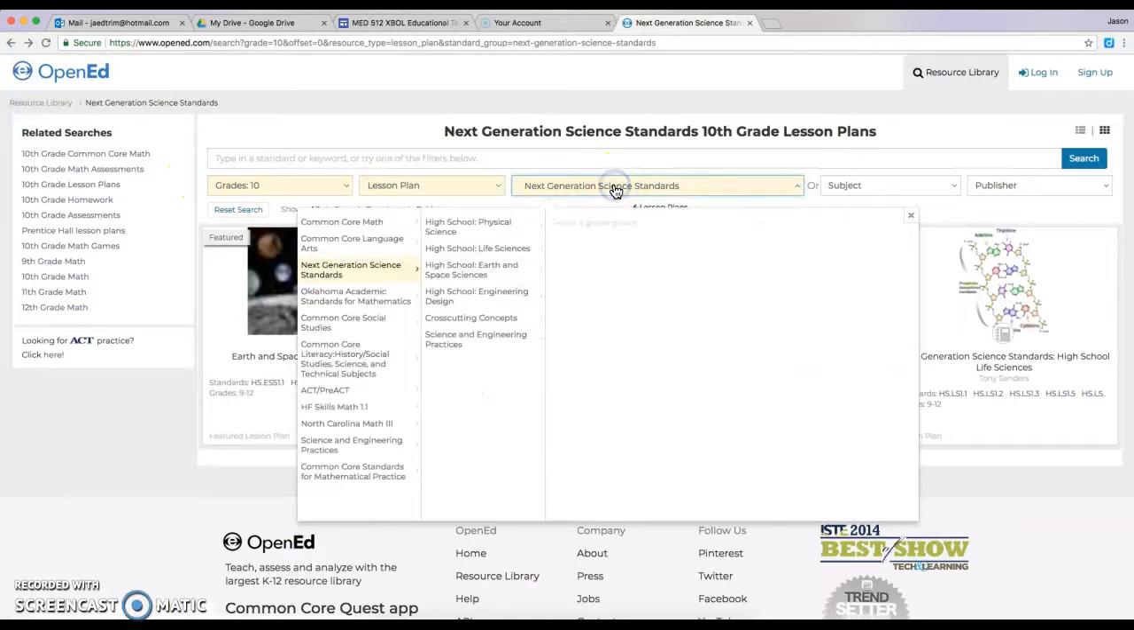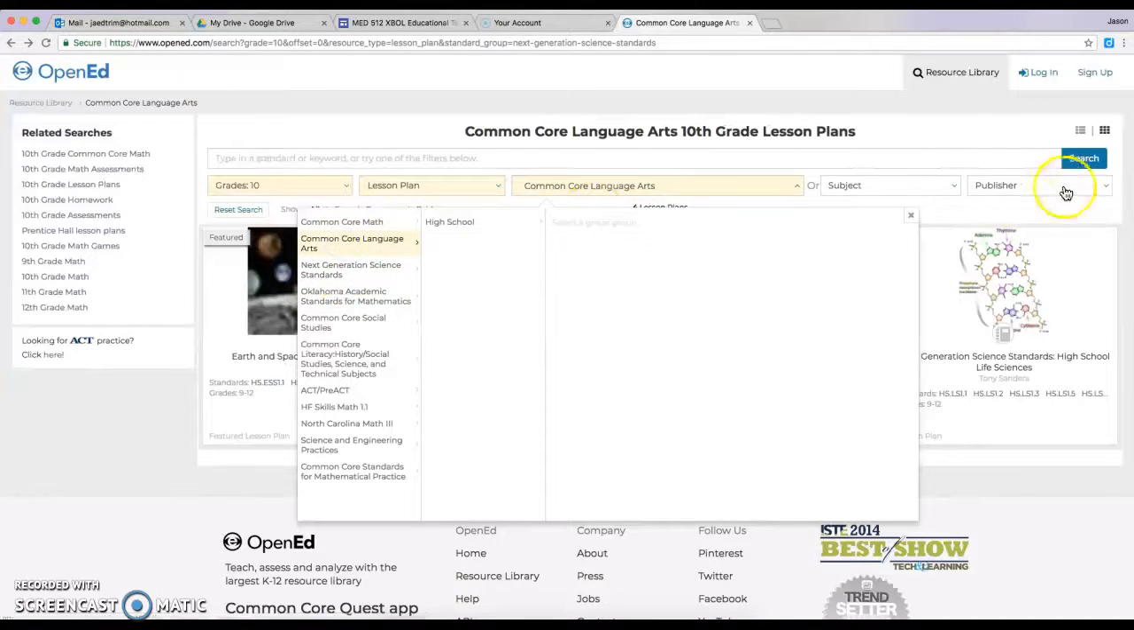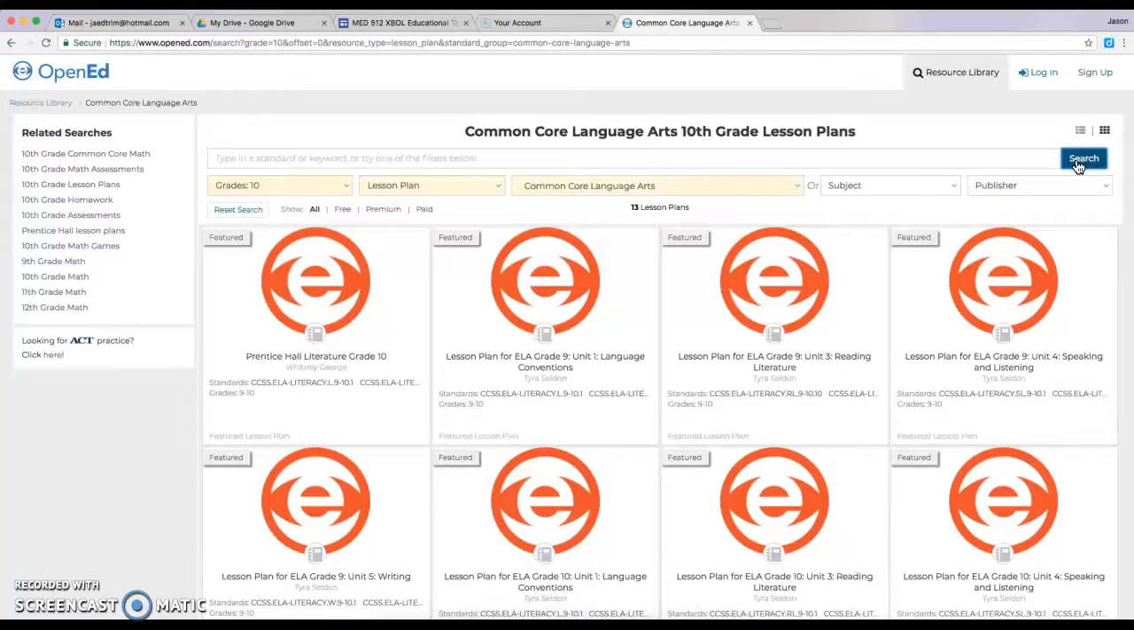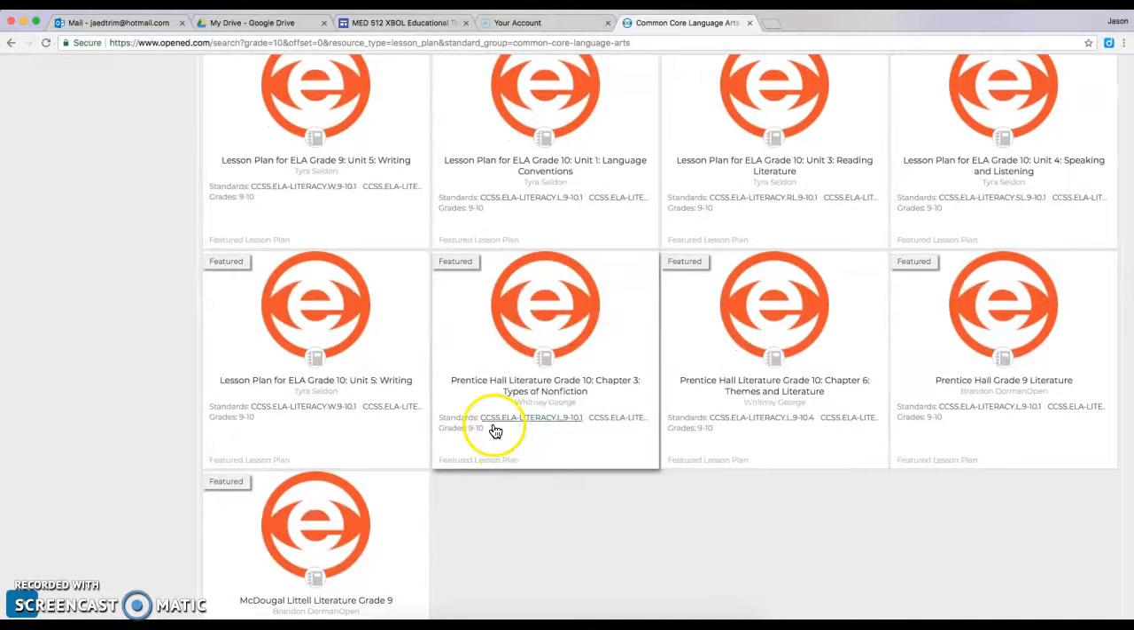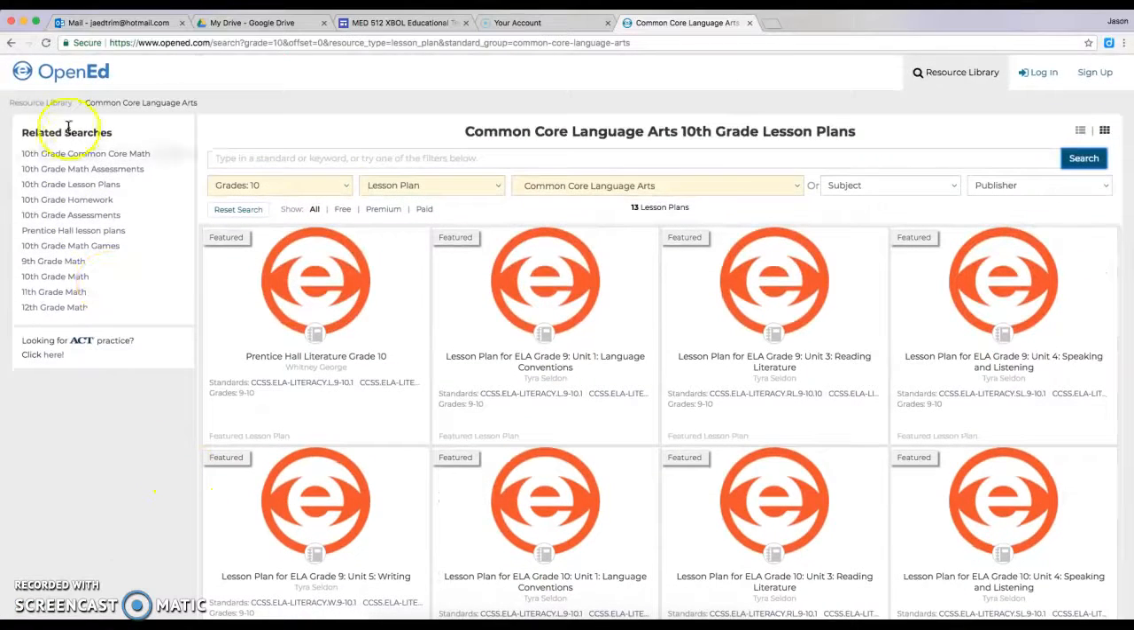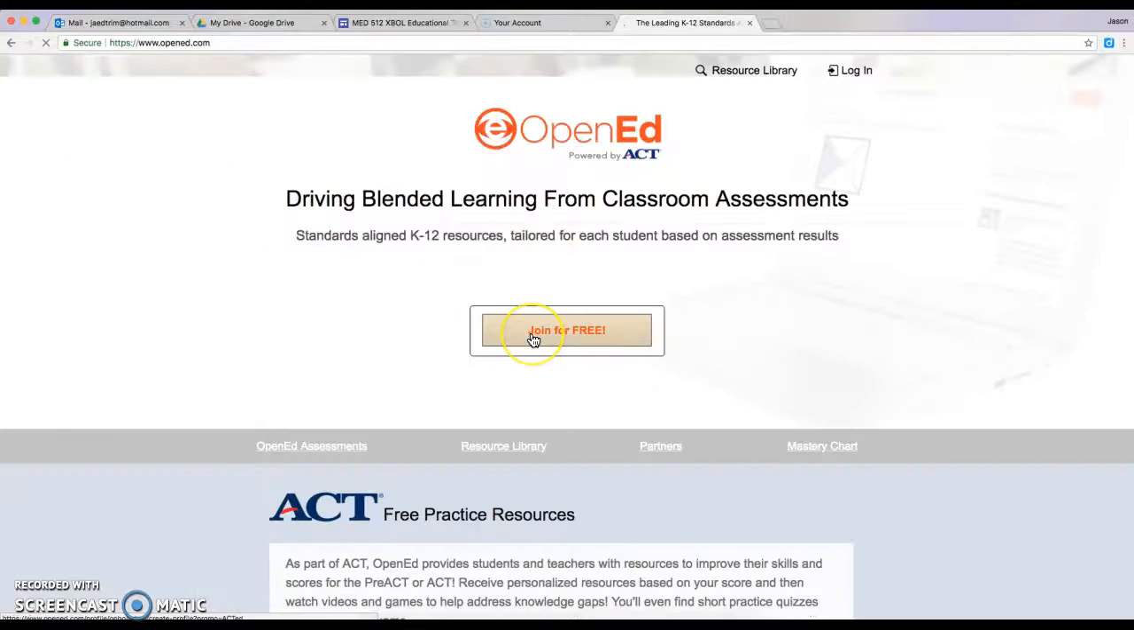Let's see if there's anything else for different classes. Let's check out language arts. Language conventions, lesson plans, reading literature lesson plans, speaking and listening lesson plans, separated by grade level and unit, with links to standards. So there's that. That is the OpenEd.com website.